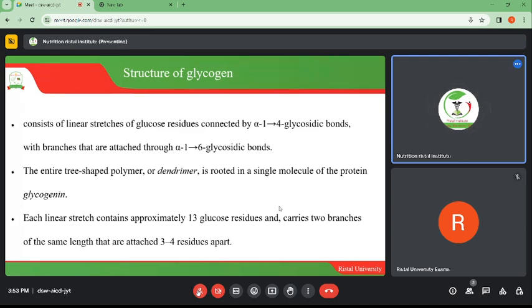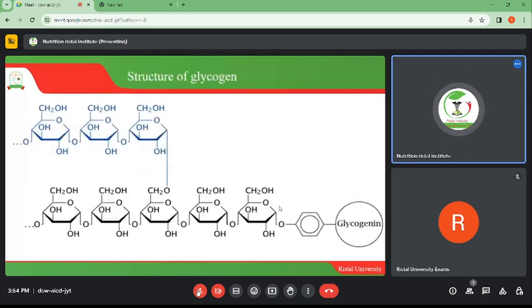looks like. So each linear stretch contains approximately 13 glucose residues, and it will carry about 2 branches of the same length that are attached in the space of about 3 to 4 residues, just like we can see in the slide.